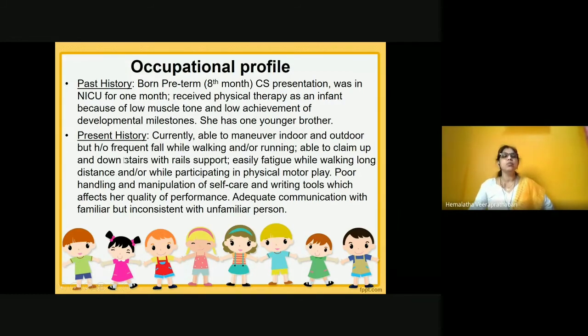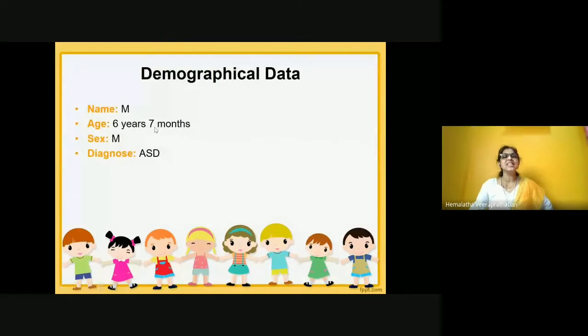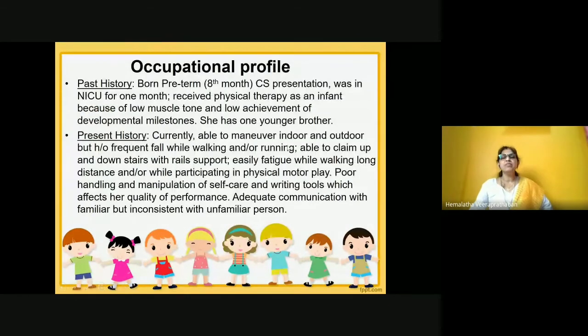From the beginning of his life, this child was taking physiotherapy because of low muscle tone and developmental delay. At 6 years and 7 months, he attended his first OT session, and it was evident that indoor and outdoor mobility was adequate. But he has a history of frequent falls. He can climb stairs with support. He is easily fatigued and tired, even over a short distance, so he was using a kind of wheelchair for outdoor mobility and long distances. His manipulation skills were very poor. He is unable to manage self-care and writing tools, which affects his quality of performance and the quality of life of the family.